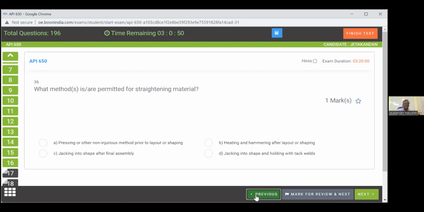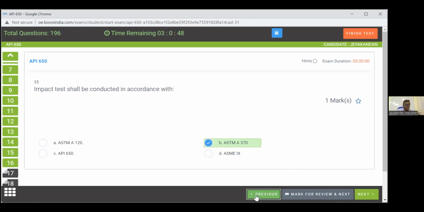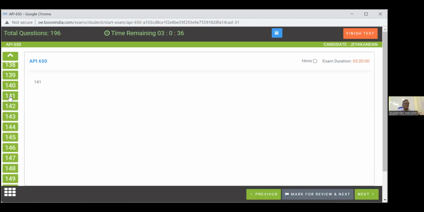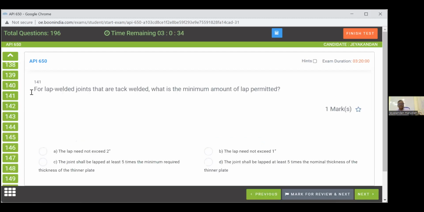Part methods. No, that is another chapter. Okay, no problem, so we will go to the tough chapter. Yeah, design will go, but the design questions are from 141. Let us see how you are performing.